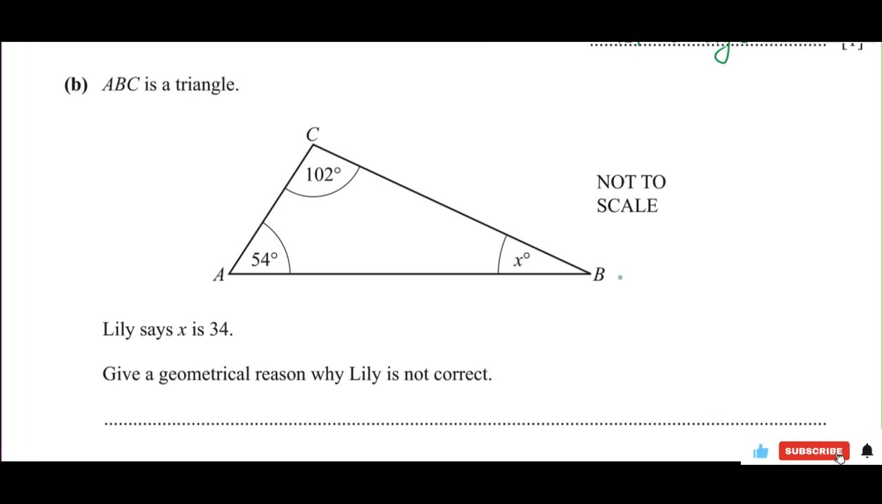Now for part B, triangle ABC. ABC is a triangle with vertices A, B, and C. Lily says x is 34 degrees. Give a geometrical reason why Lily is not correct.